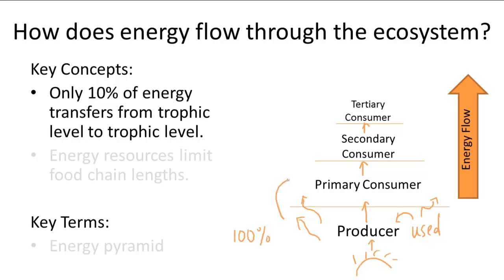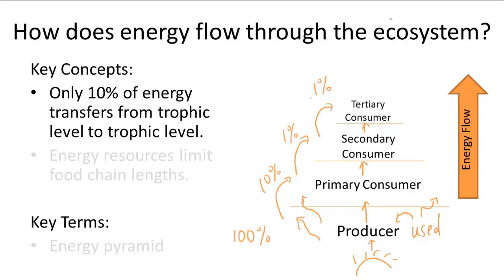So producers will transfer 10% of the energy to primary consumers. Primary consumers transfer 10% of the 10%, so only 1% to the secondary consumers, and secondary consumers transfer only 0.1% to tertiary consumers. So 0.1% of the original 100% is given to tertiary consumers.